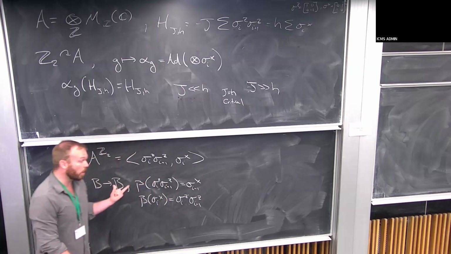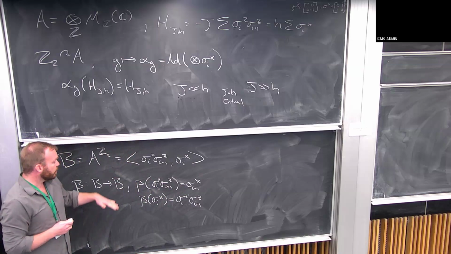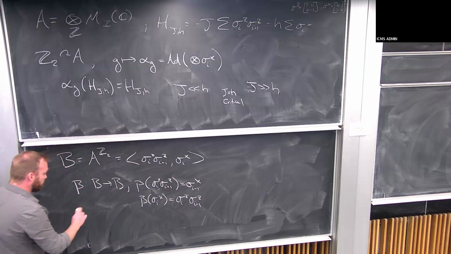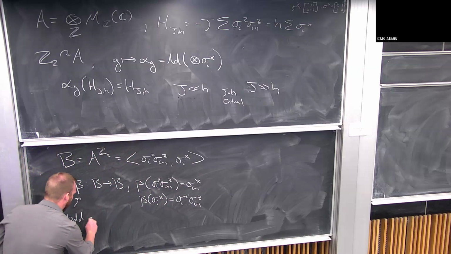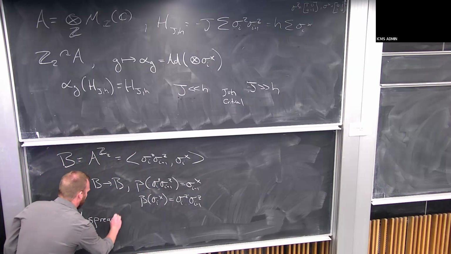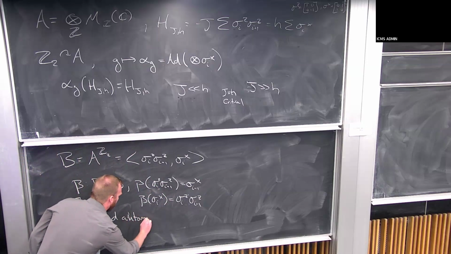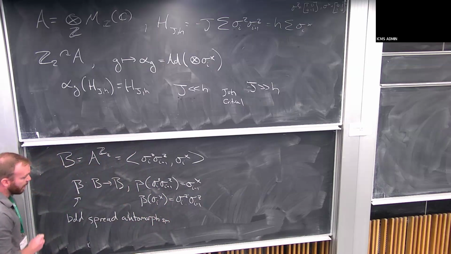So if I do this automorphism twice, I just get kind of a translation going on here. Okay, so this is actually an automorphism of this algebra that has bounded spread. So this is what's called a bounded spread automorphism, and this is an important component of the talk. What does it mean for an automorphism to have bounded spread?